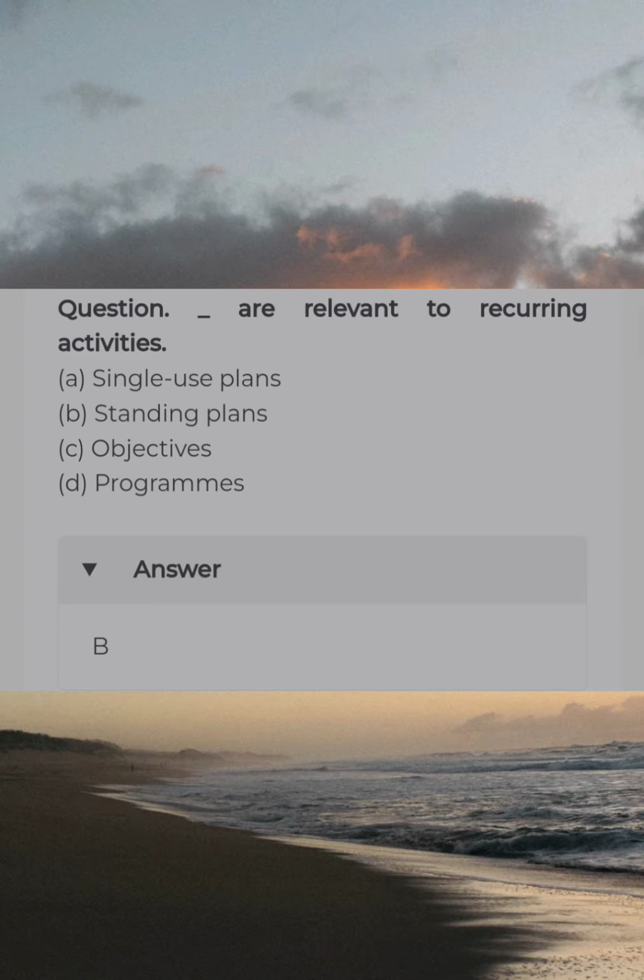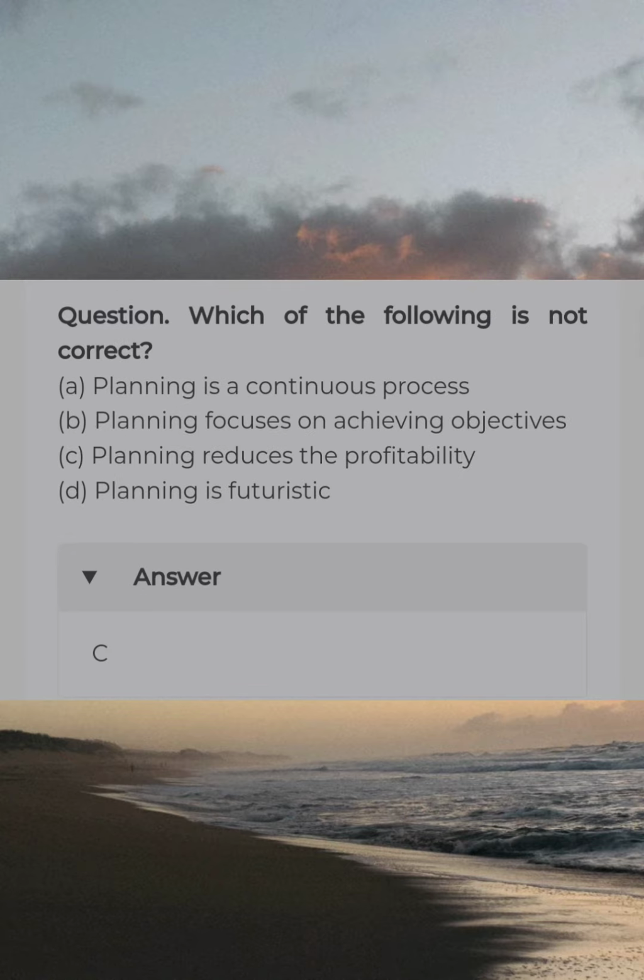Dash are relevant to recurring activities. Answer B, standing plans. Which of the following is not correct? Answer C, planning reduces the profitability.